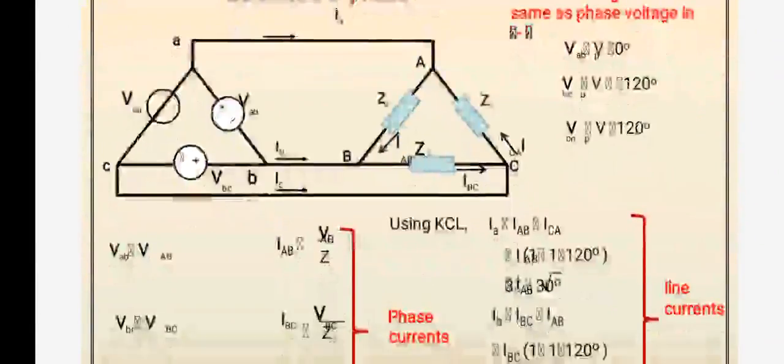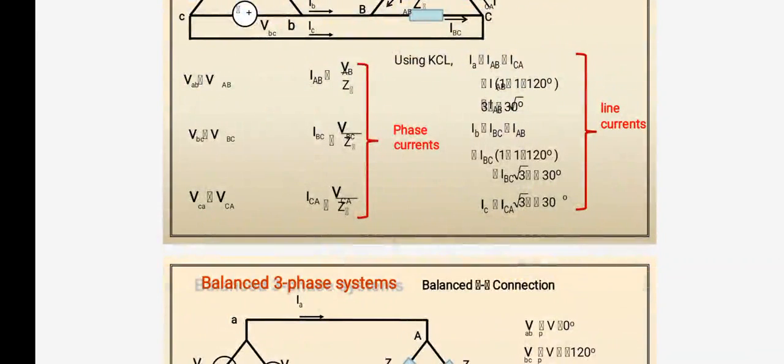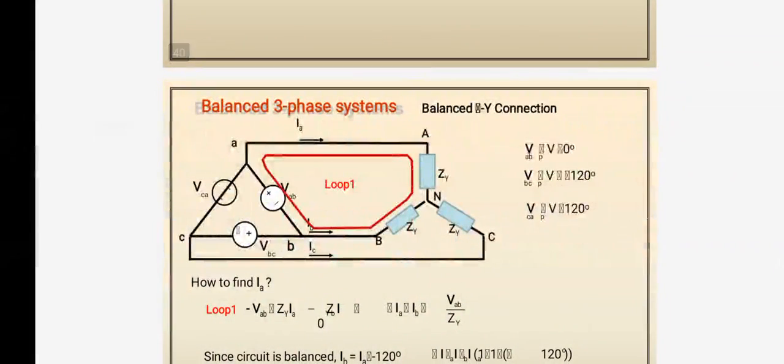Now this diagram represents the delta to delta. The source is delta connection, the load is also delta connection. We can represent this delta to delta connection. Here the corresponding voltages and currents are measured as the corresponding equations.